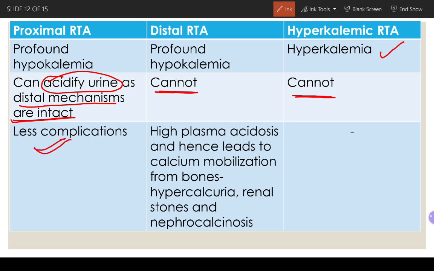a high plasma acidosis due to less capability of acidifying the urine. And this high plasma acidosis, when there's increased acidosis in your body, can lead to calcium mobilization from the bones. So this can lead to osteoporosis, and because there's a high calcium, it can lead to hypercalciuria. So this calcium that's accumulating in your body can be excreted in urine, leading to hypercalciuria, and this calcium can also lead to renal stones and nephrocalcinosis. So these are the complications that you get when you have a distal RTA.